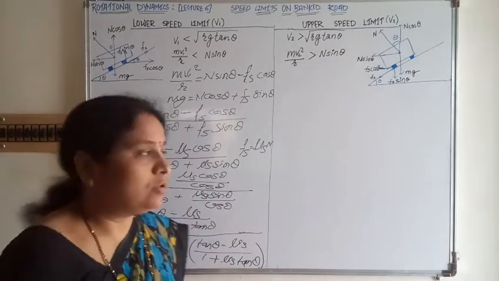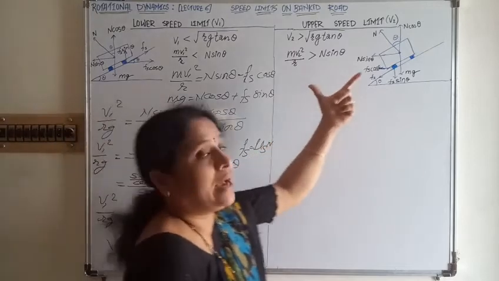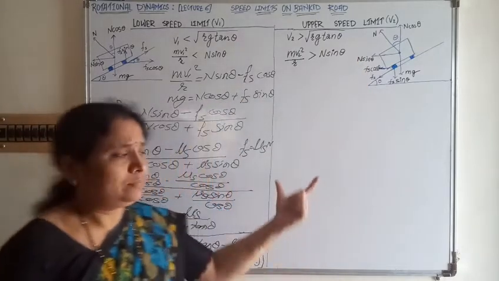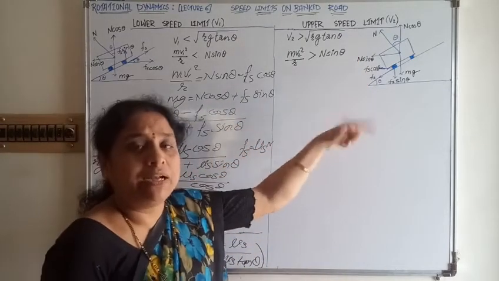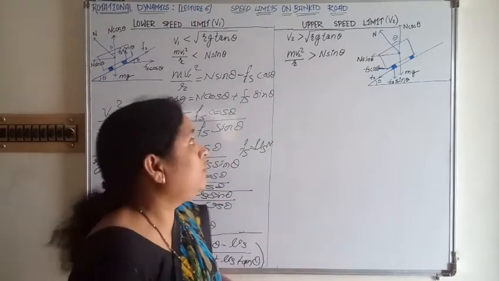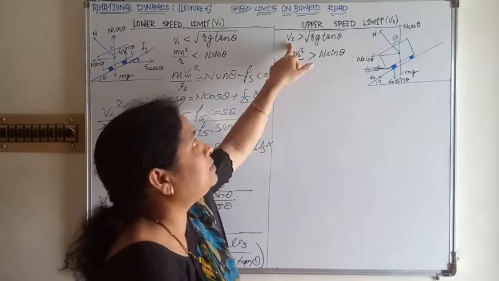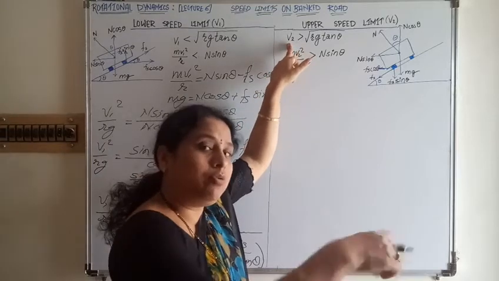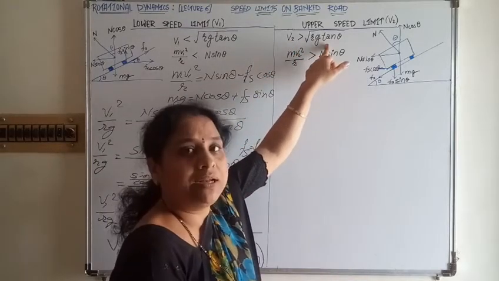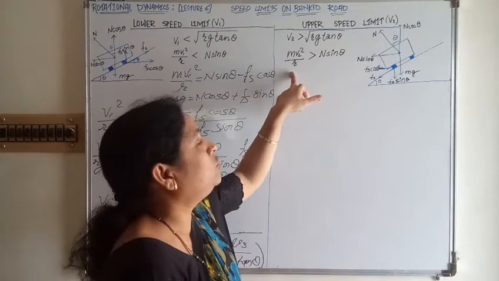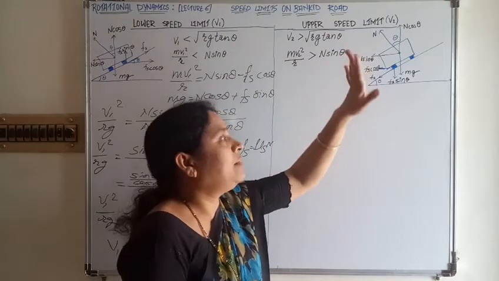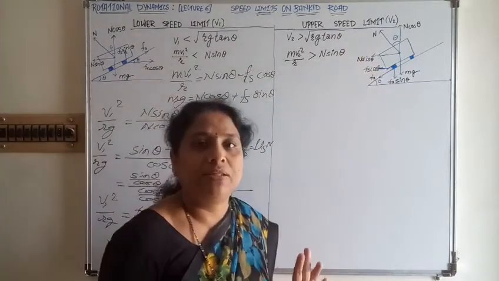You will get it in notes also. Now we find the upper speed limit. To find the upper speed limit, that is the maximum speed v2, we can say that the condition is that this maximum speed must be greater than the safe speed, that is under root rg tan theta, meaning the centripetal force should be greater than the horizontal component of N, that is N sin theta.